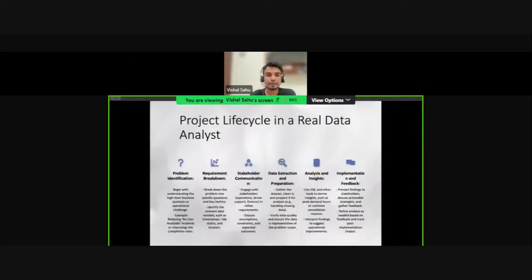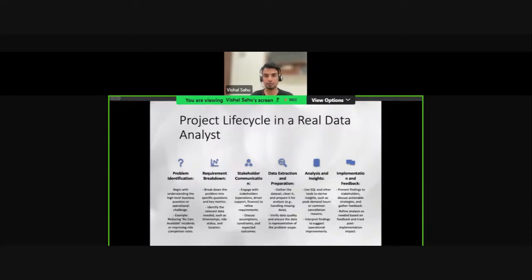So let me begin. Firstly, I have something called a project lifecycle in real data analyst work. Whenever you get a problem at Uber or at any organization, when you're working as a data analyst, you don't directly jump to the conclusion. You don't directly jump to a solution. You start with the identification of the problem. Maybe you get that problem statement from your manager, or from your seniors or leadership.